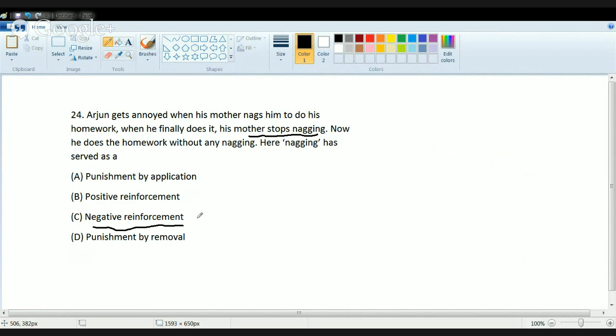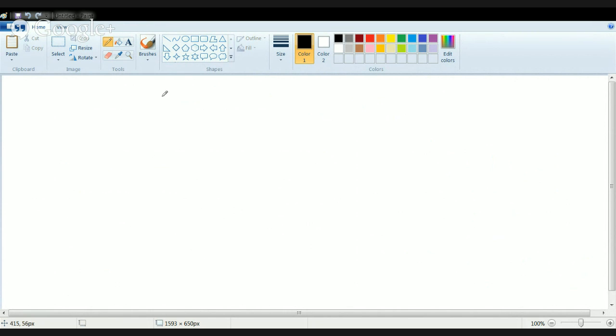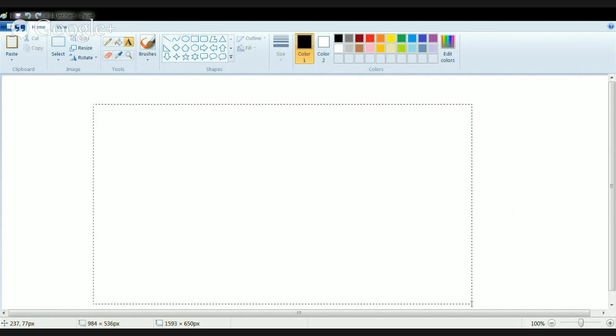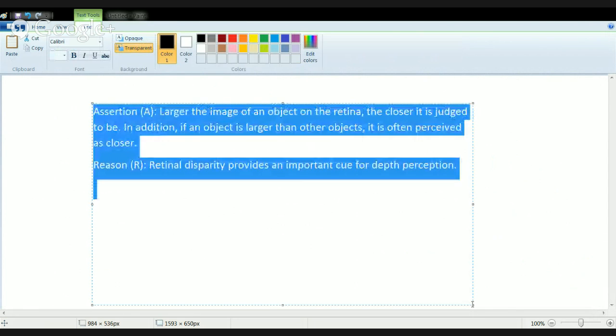So what is that creating in the mind of the child? My mother is always telling me to do my homework. So here a negative reinforcement is occurring. It is not punishment, and it's very different from punishment, where punishment gives a negative result. Negative reinforcement always gives a good, fruitful or positive result. Okay, now next question.